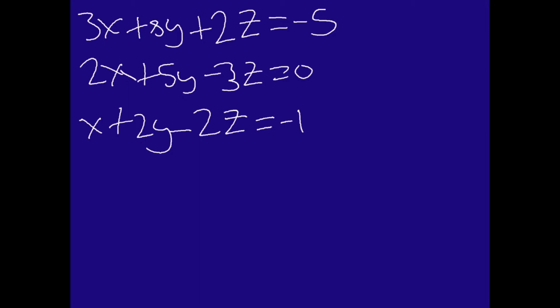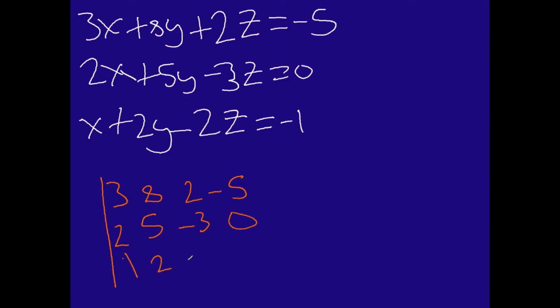And if I were to write this in a matrix, you would get the exact same thing. So you would have 3 here, 8, 2, and -5. 2, 5, -3, and 0, 1, 2, -2, and -1. Oops, excuse me, I don't need the equal sign there. Bad habit. So this is my system of equations.